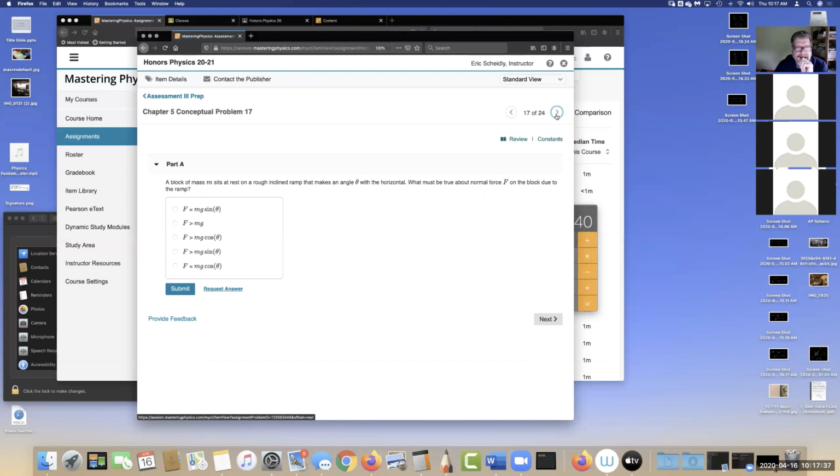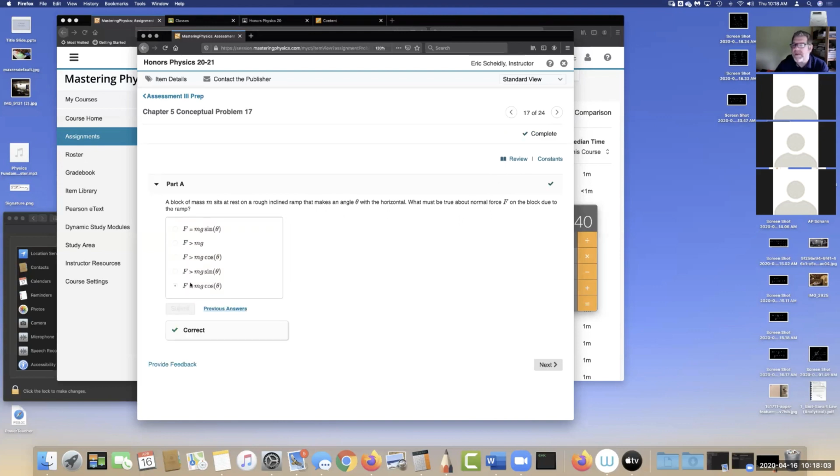Mass M at rest on a rough inclined ramp makes an angle theta with the horizontal. What must be true of the force F on the block due to the ramp? That is the normal force. The force on the block due to the ramp is the normal force. And from my experience solving inclined plane problems, the normal force in an inclined plane problem is mg times the cosine of theta.